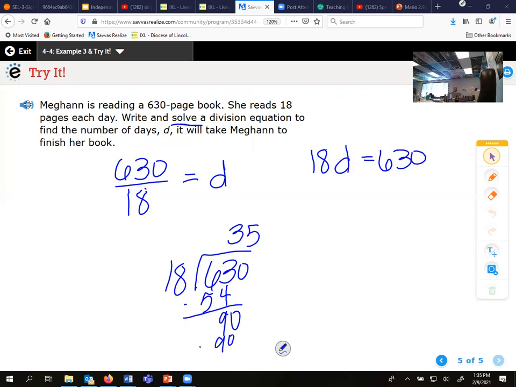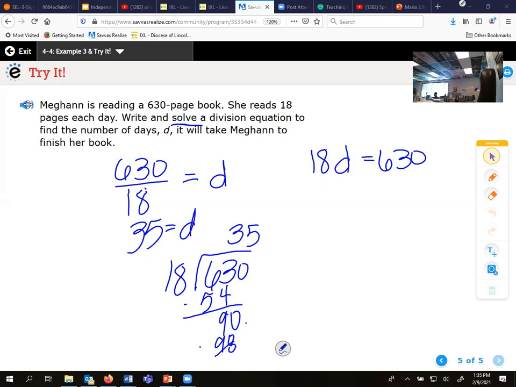Okay, so 35 days. So it's going to take 35 days for Megan to read her book. Wow. If she only reads 18 pages a day. It is 630 pages though, so that's a long book.